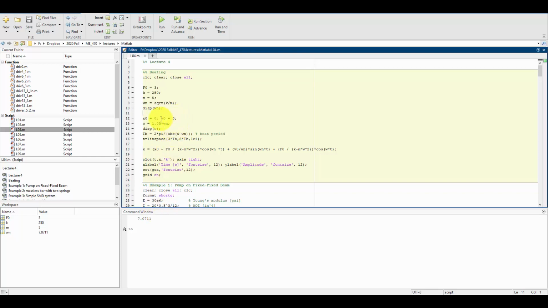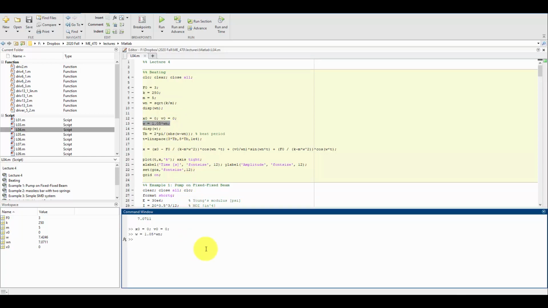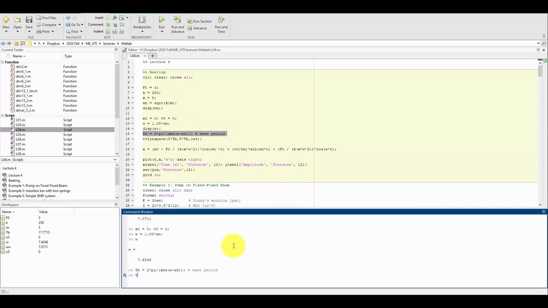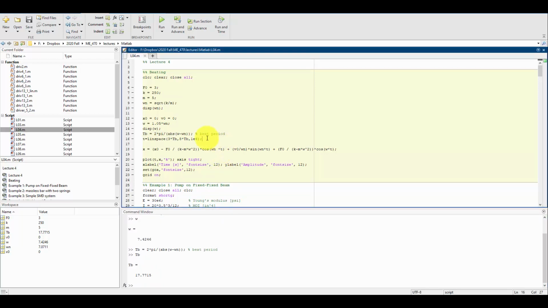We are going to have these initial conditions of 0, and then our driving frequency 5% higher than our natural frequency. So we're going to drive this at 7.42 radians per second. And then that beat period and that beat frequency that we just calculated of about 17.8 seconds. All right, so to plot this, I'm going to do it over 5 beat periods that I just calculated.